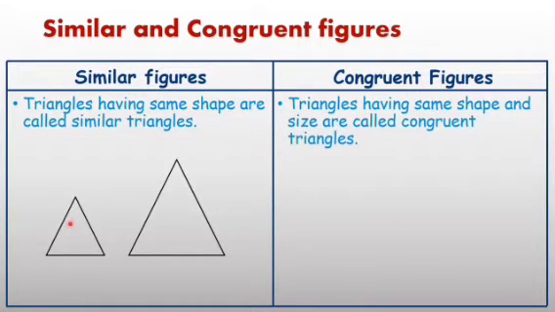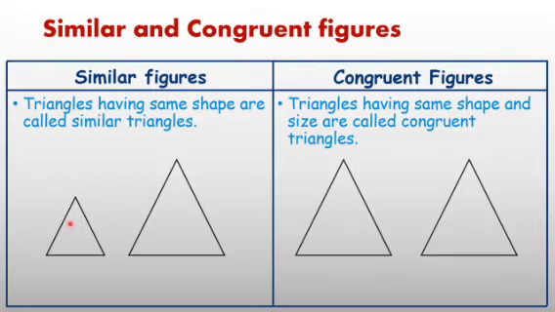But in case of congruent, two triangles are congruent if their corresponding angles are equal and also corresponding sides are equal. It implies all congruent figures are similar, but all similar figures are not congruent. This is some basic information about similar and congruent figures.